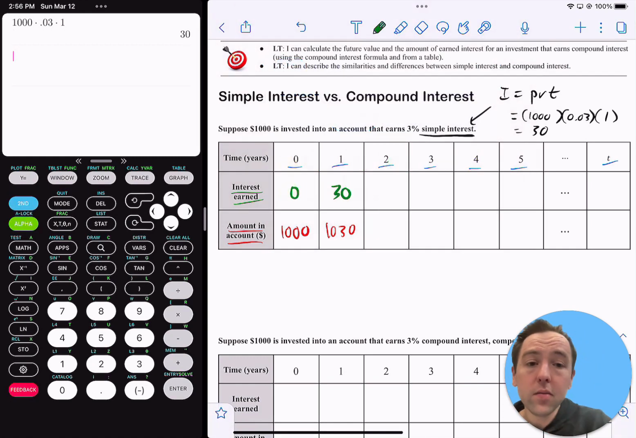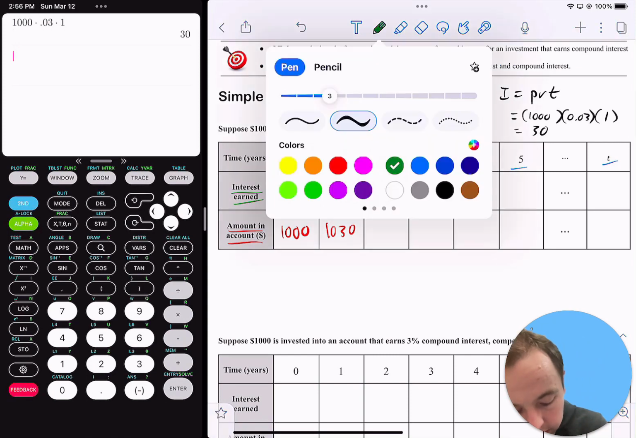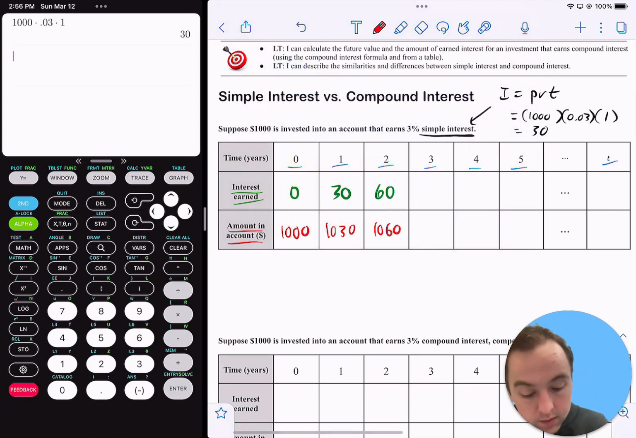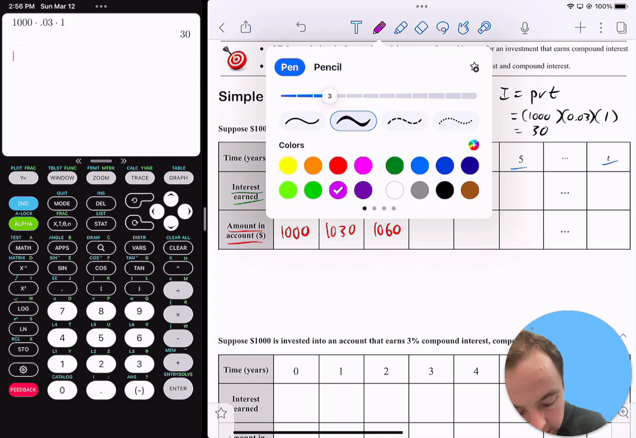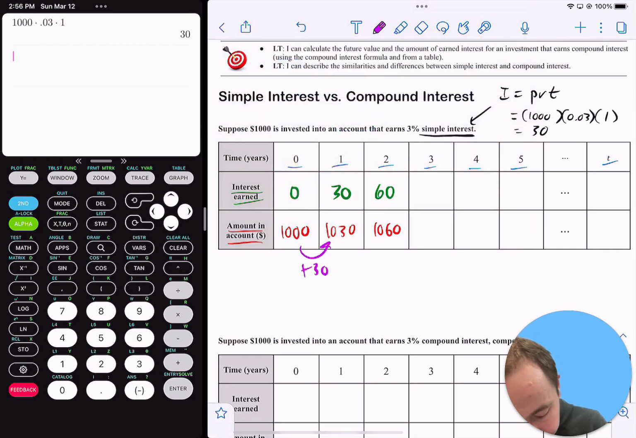Because simple interest always adds the same dollar amount each year, because it's always based off of the original principal of $1,000, by the second year we would have accumulated a total of $60. So just 30 in the second year, bringing our balance up to 1,060. So what you're seeing happen is it's just increasing by $30 each and every year when it accumulates simple interest, right? So this pattern is just going to continue.